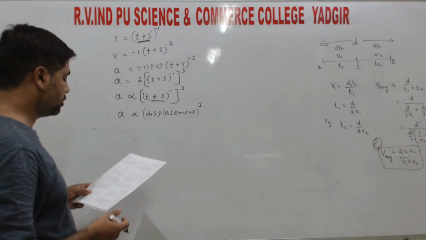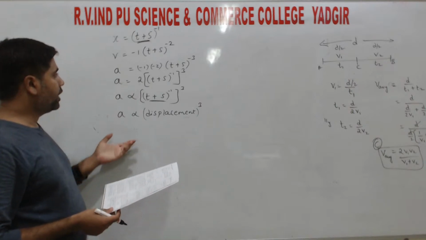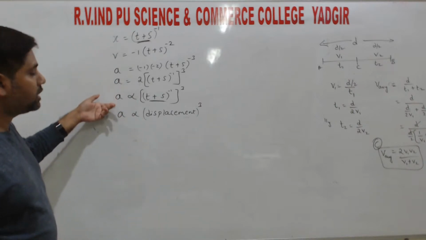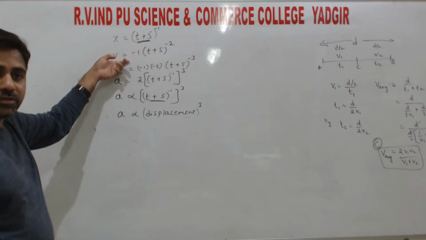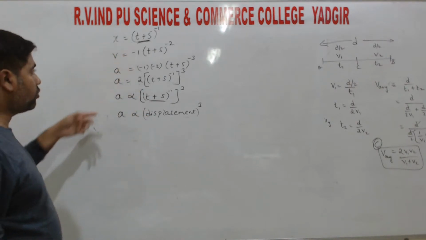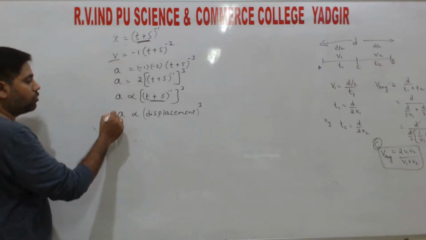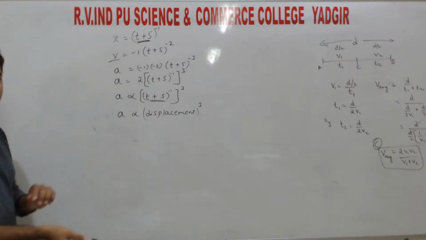So next we need to check. Here, acceleration relates with displacement, or it relates with velocity. So now check for the velocity, how acceleration varies with velocity.